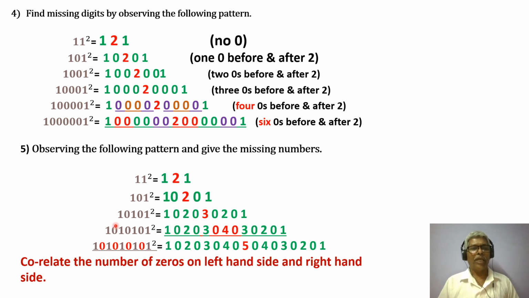Okay, so we can see if there are two ones, it goes up to 2, with 1 0 in between these two. If there are 3 ones, this will go up to 3, and 0 after every natural digit. That's 1 0 2 0 3, stop, then 0 2 0 1. Okay, what will be here? There are 1 2 3 4, four ones, so this will go up to 4. 1 0 2 0 3 0 4 0 3 0 2 0 1.